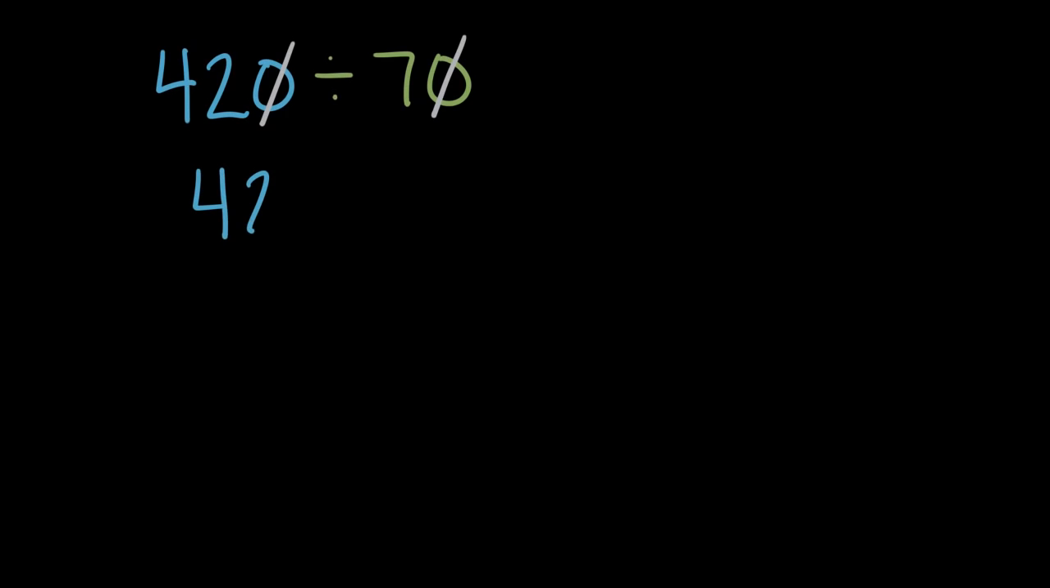Let's try a few more. Let's try one like 420 divided by 70. So we can see we have two whole numbers, both end in 0. So we're going to cancel those zeros. Basically, we're dividing a 10 out of both numbers and end up with a simpler division problem of 42 divided by 7. 42 divided by 7 equals 6. Therefore, 420 divided by 70 also equals 6.